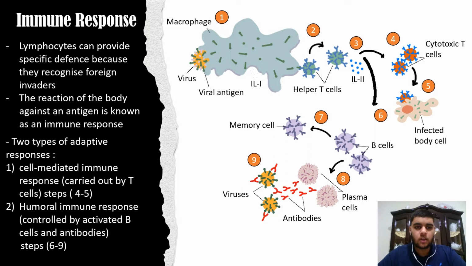Immune response is the reaction of the body against an antigen. So here is step one, the site of recognition for the foreign invader, which is the virus. There are two types of adaptive response: the cell-mediated immune response carried out by the T cells, in steps 3, 4, 5. And the second one is the humoral immune response controlled by activated B cells and antibodies, in steps 3, 6, 7, 8, 9. Both happen at the same time.